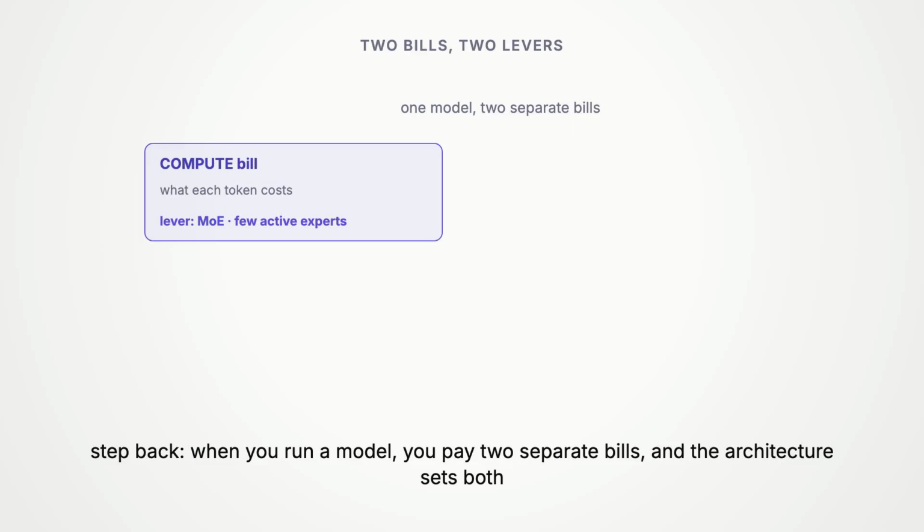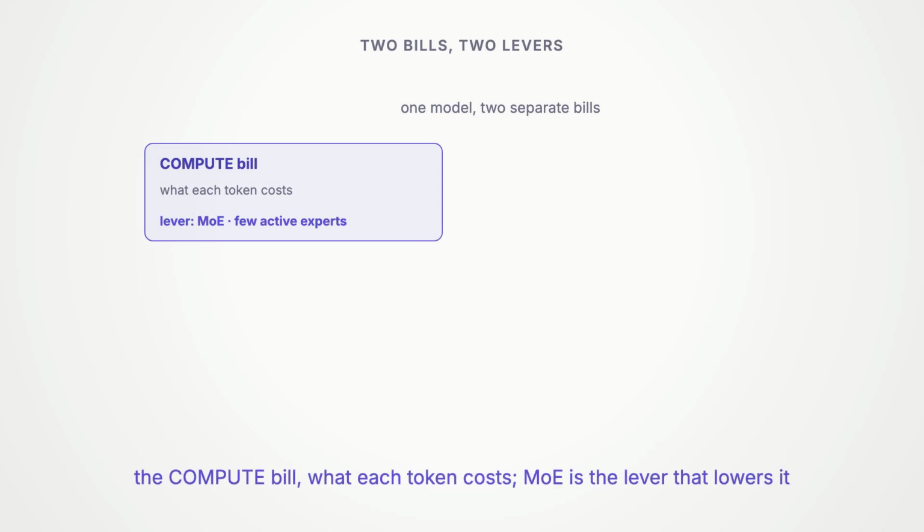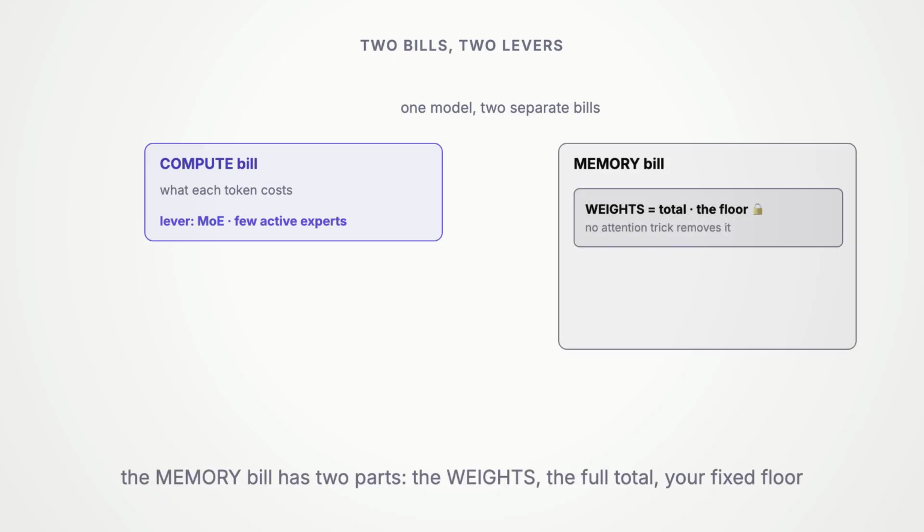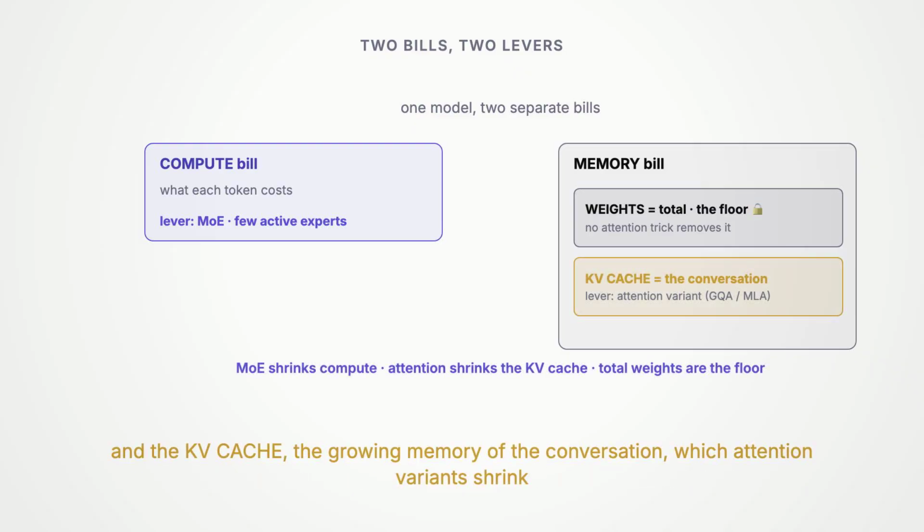There is the compute bill, how much work each token costs, and mixture of experts is the lever that lowers it by firing only a few experts at a time. And there is the memory bill, which itself has 2 parts. The weights, the full total, every expert resident, that is your fixed floor, and no clever attention trick removes it. And the KV cache, the growing memory of the conversation, which the attention variants, grouped keys or compressed latents, work hard to shrink.